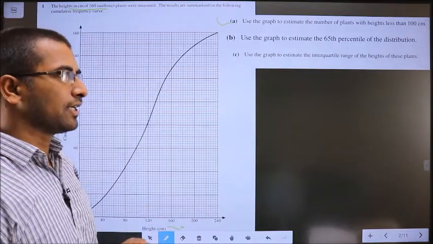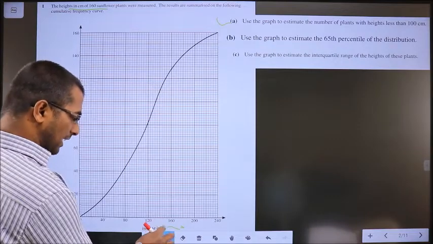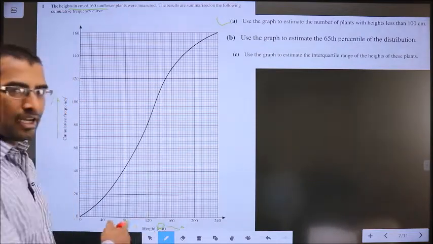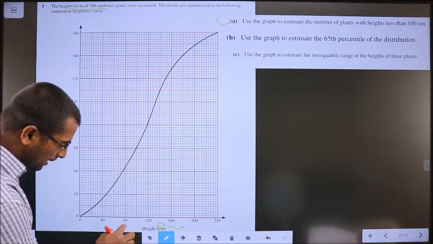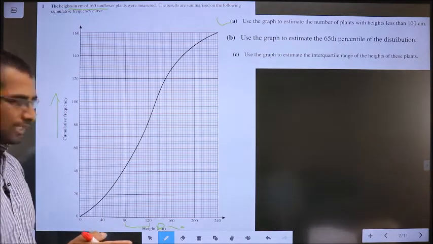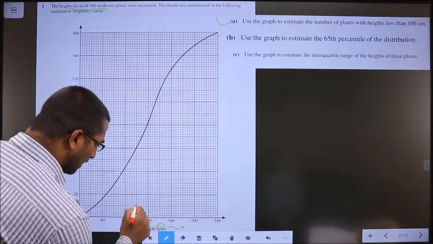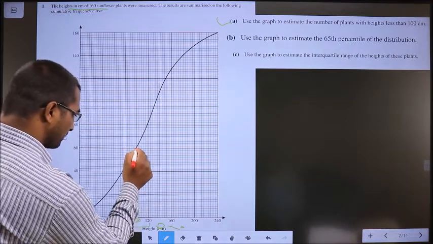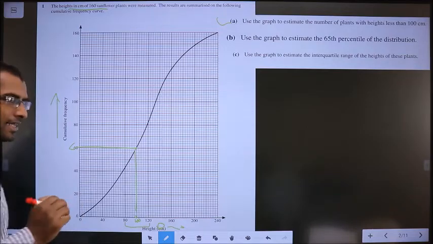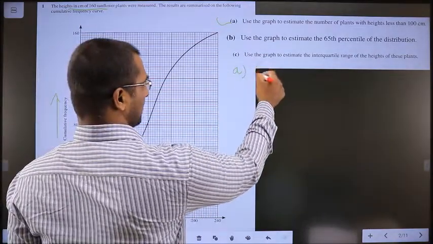100 centimeters you can show on the x-axis. By looking at the units you can come to know centimeter, centimeter. So select 100 here, 80 and 120. The middle has to be 100. So this line is 100. Draw a line onto this graph and then drop that line onto the y-axis. It meets exactly at 60. So your answer for A is 60.